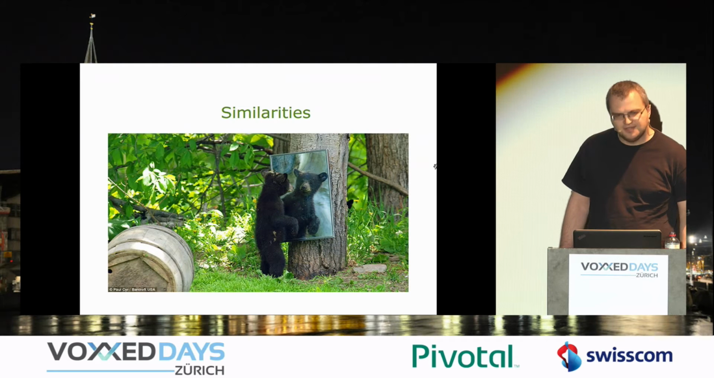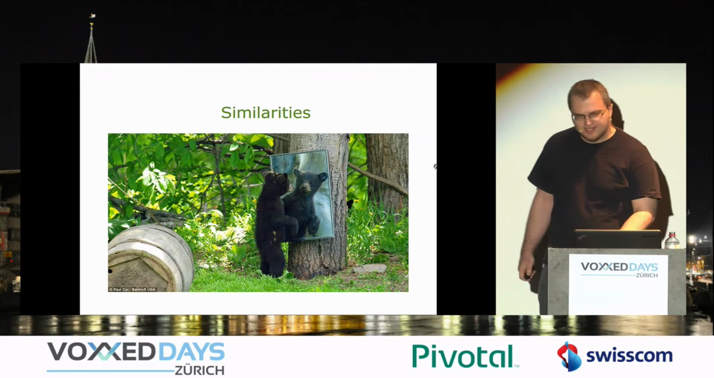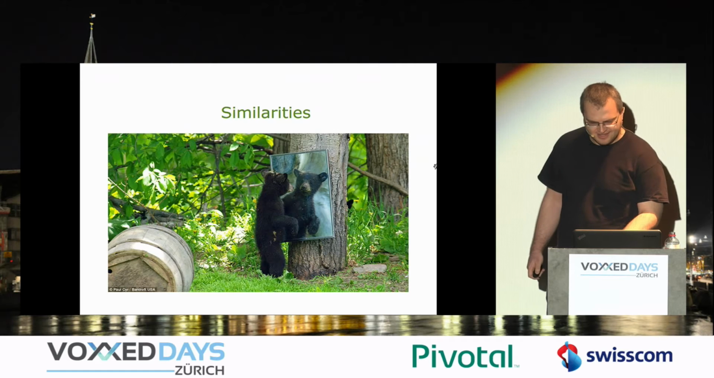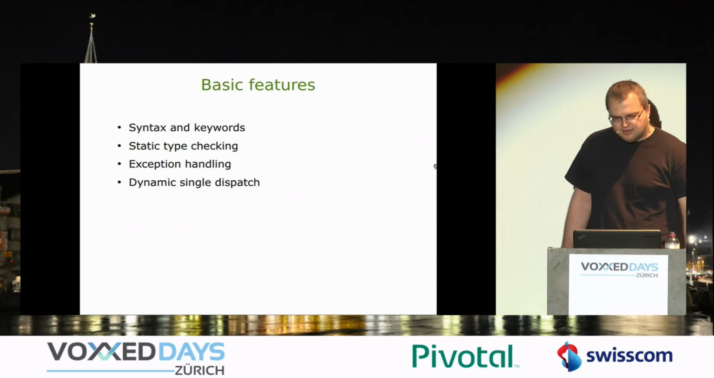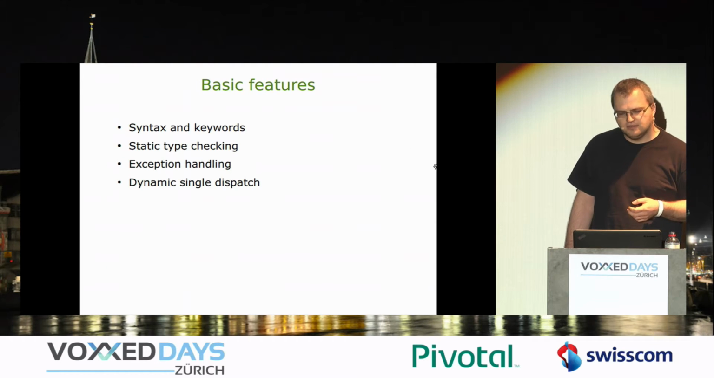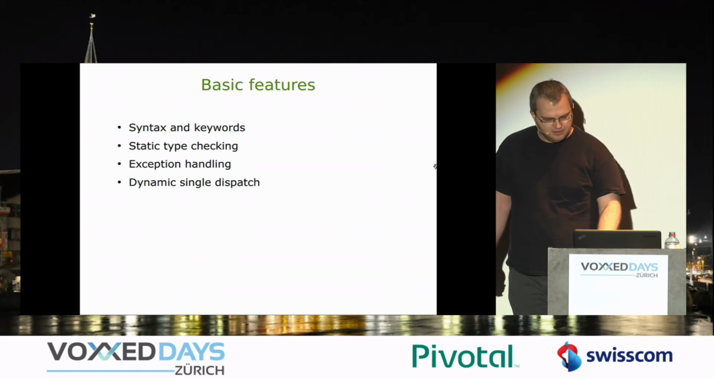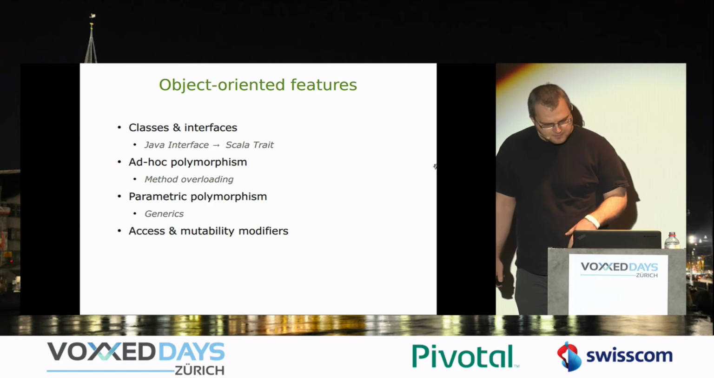Okay, so the similarities between the two, or shall I say identities. We are going to go over this section very quickly. Basic features, syntax and keywords are very similar. Most keywords are actually shared. Both languages use static type checking. They use exception handling. They use dynamic and single dispatch to implement polymorphism. This is all supported in both languages.